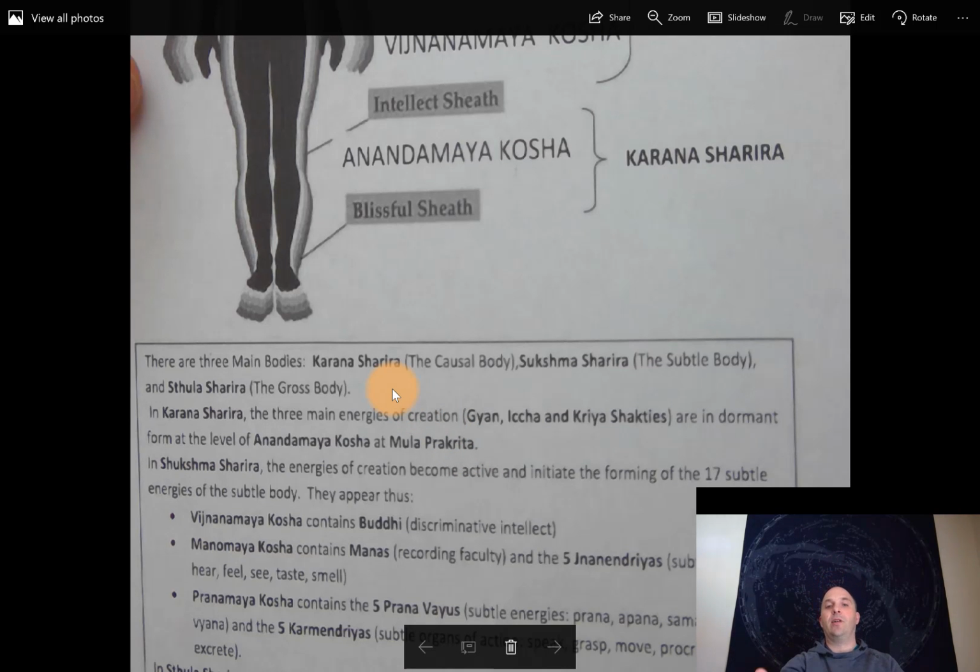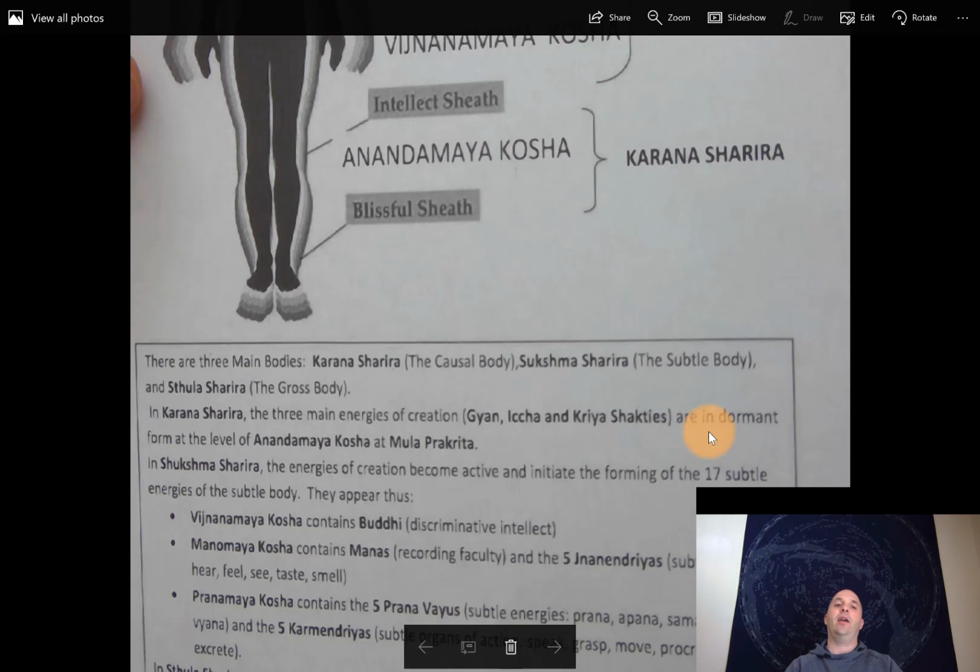So now with that being said, let's go back here, and I want to talk about something else. When we're talking about this causal body, the 3 main energies of creation in dormant form, well, geez, that sounds a lot like Sanchita karma. Because Sanchita karma exists in a dormant form, because it represents like the canopy of all the karmas that we will experience. But we don't experience Sanchita karma. We experience Prarabdha karma, which is the karmas that we're going to experience in this manifestation.